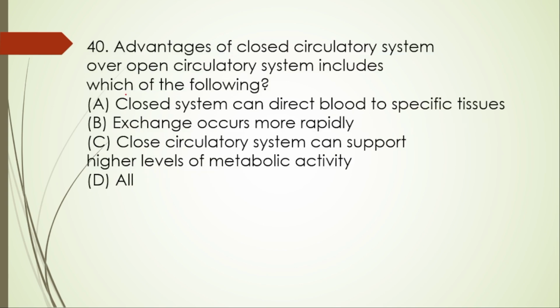Next question, that is question number 40. Advantages of closed circulatory system over open circulatory system include which of the following? A. closed system can direct blood to specific tissues. Yes, correct. B. exchange occurs more rapidly. Yes. C. closed circulatory system can support higher level of metabolic activities. Yes, this one is also true. So all are true. The right option is option D.